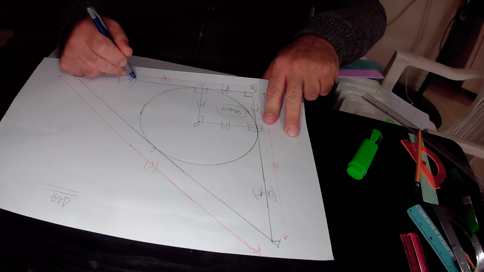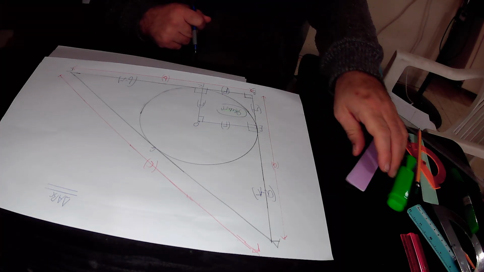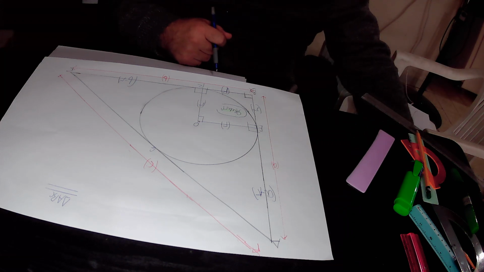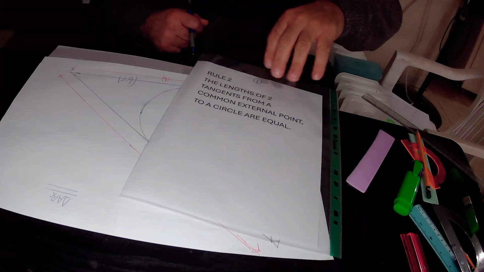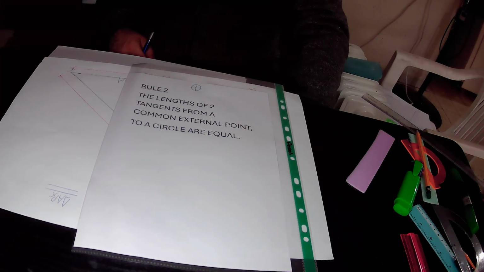In the next step, I will present to you rule 2 and we will implement rule 2 in our drawing. Repeat quickly on rule 2. According to rule 2, the lengths of two tangents from a common external point to a circle are equal.